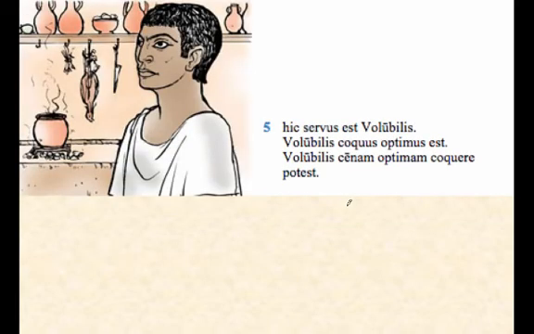Hic servus est Volubilis. This slave is Volubilis. Volubilis quoquus optimus est. Volubilis is quoquus optimus. You know that. An excellent cook. So on some levels, Volubilis is going to be the Grumio of Book 2, except that he's not drunk.